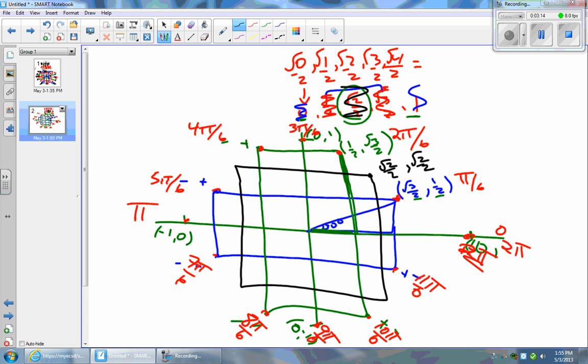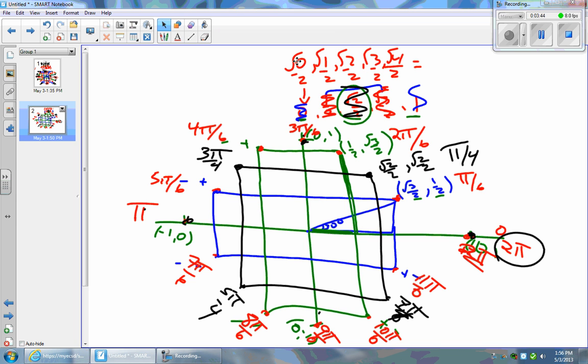But let's put the pi's in there, okay? Let's put the radian measures in there. 1, 2, 3, 4. There's your radian measures. Pi over 4, 2 pi over 4, 3 pi over 4, 4 pi over 4, 5 pi over 4, 6 pi over 4, 7 pi over 4, and finally, 8 pi over 4, which is just 2 pi.